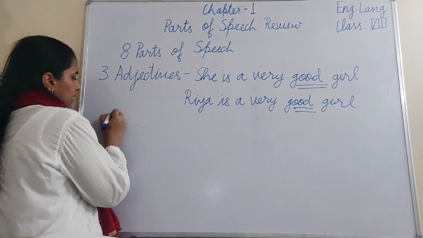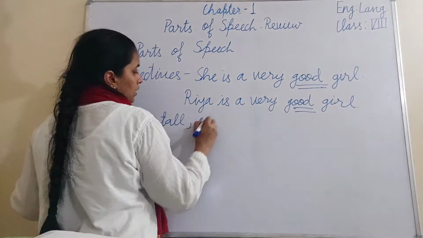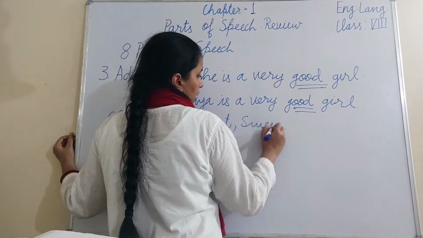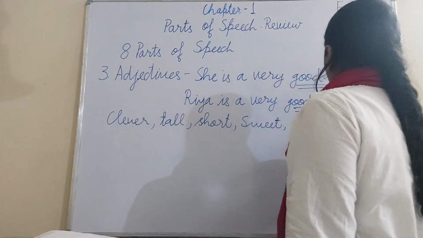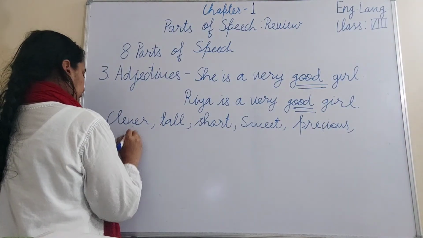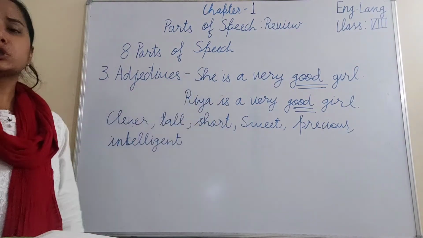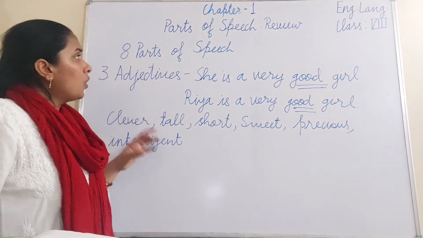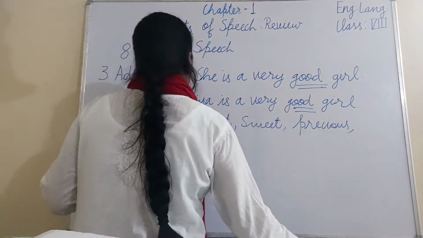Many more such words can be there. Clever, tall, short, sweet, precious, intelligent, and many more such words which give you more information about the noun or the pronoun are known as the adjectives. The next is the verb.